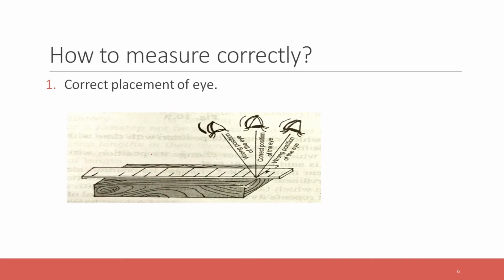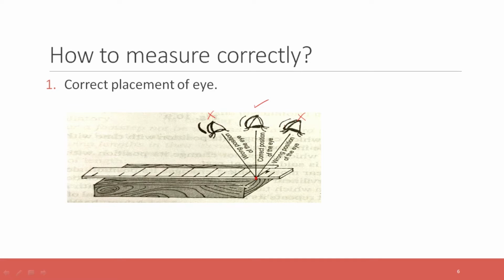The second point is again a very important point, the placement of your eyes. Suppose you are measuring the length of this block, then your eyes must be on top of the measuring point. If you are starting with this point or ending on this point, then for taking the reading of this point, your eyes should be on the top. If you take the measurement from some angle like this and like this, the measurements will be wrong.